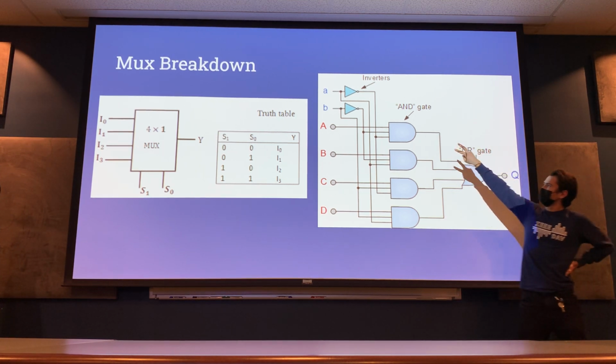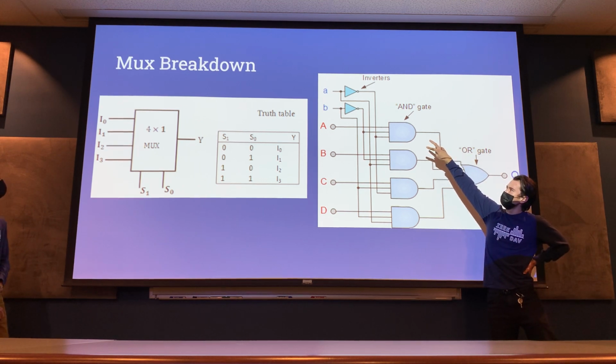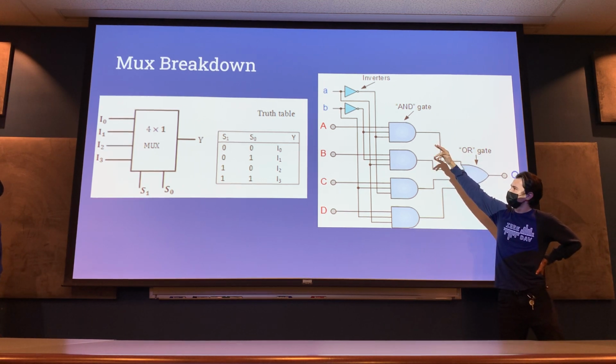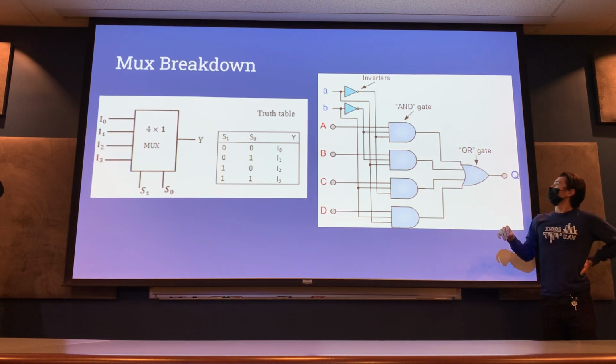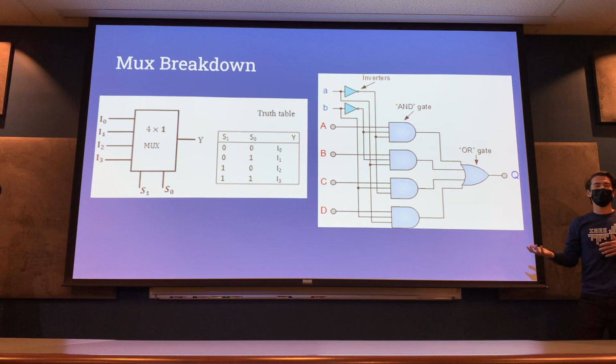You have your 2 select bits, which are lowercase a and b, and your inputs are uppercase A through D, with your output here. After a bit of working on it by yourself, you should be able to figure this out and form the same truth table as right there in the middle. Next slide, please.